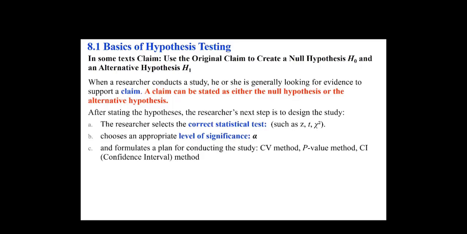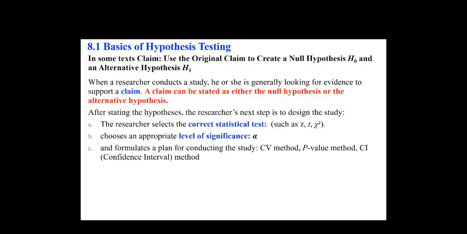A, the researcher selects the correct statistical test, such as z, t, or chi-squared. B, chooses an appropriate level of significance and formulates a plan for conducting the study. C, critical value method, p-value method, confidence interval method. The idea is that the test statistic that we need to calculate really depends on the nature of the question. Does it pertain to proportion, mean, standard deviation, or variance? And accordingly, you make a decision what to use. And as far as the alpha, normally it's given to you. If you are the researcher, you make a decision what alpha should be.